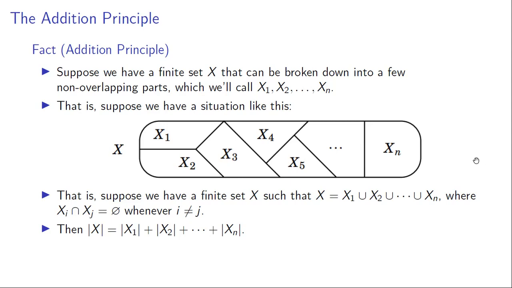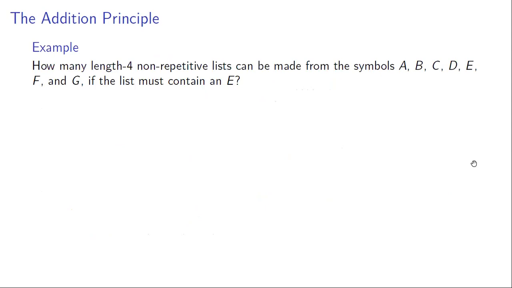Although we haven't stated this principle until now, we've actually used it in an earlier example, specifically part C of the long example from the previous video. So let's go back to that example and redo it using the language of the addition principle. Here's the example, part C from the previous video. How many length 4 non-repetitive lists, so lists of length 4 without repetition allowed, can be made from the symbols A, B, C, D, E, F, and G if the list must contain an E?